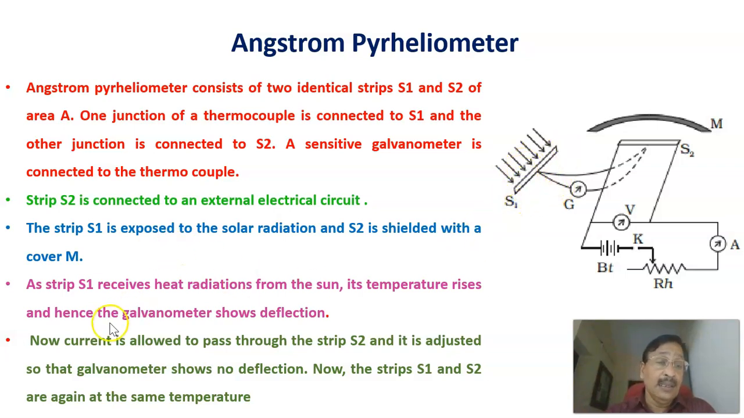That's the direct radiation. Now the current is allowed to pass through strip S2, and it is adjusted so that the galvanometer shows no deflection. Now strips S1 and S2 are again at the same temperature. By adjusting the current and bringing the temperature of S2 to the same as S1, where S1 is heated by solar radiation and S2 is heated by external electric heating, once these temperatures are equal, the galvanometer shows a null deflection. The current passed through S2 is an indication of how much radiation is falling on S1.